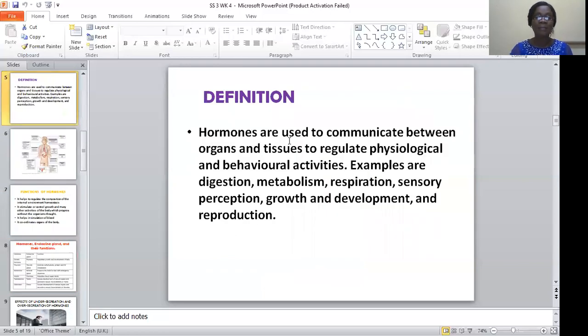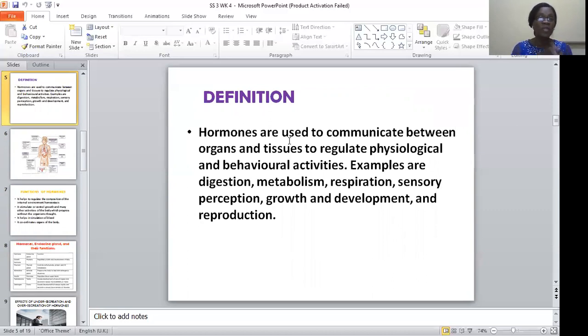Now let's see the major definition of what a hormone is. Hormones are used to communicate between organs and tissues to regulate physiological and behavioral activities of the system. Examples are the digestive system, metabolism, respiratory system, and sensory perception. Then it is also needed in growth and development and also in reproduction. Yes, it is necessary in growth and development.